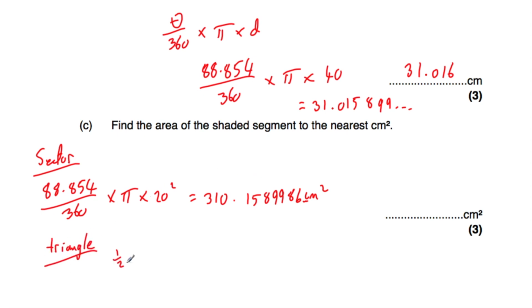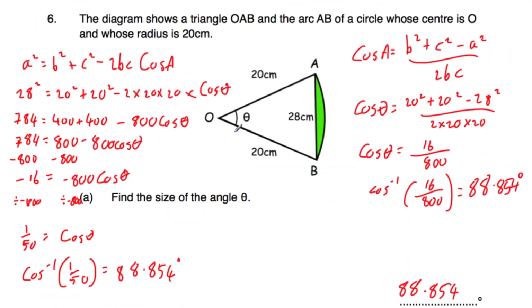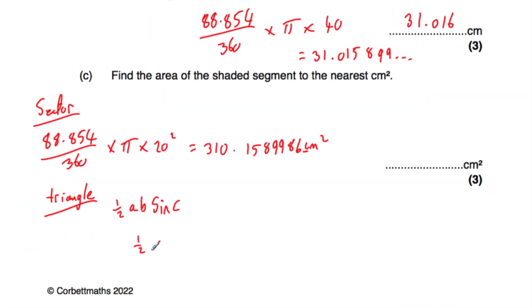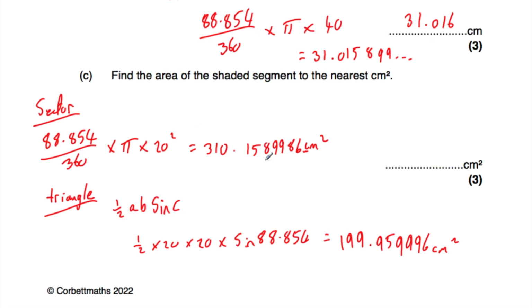So we're going to be using a half AB sine C. So that's the two sides and the angle in between them. So if we go back up, if we have a look at this triangle, we want to find the area of this triangle. So we're going to do half AB sine C. So the two sides, the 20 and the 20, the two radii, 20 times 20, times by the sine of the angle. So it's going to be a half times 20 times 20 times the sine of 88.854 and so on degrees. And whenever we do that, we get an answer of 199.959996 centimetres squared.